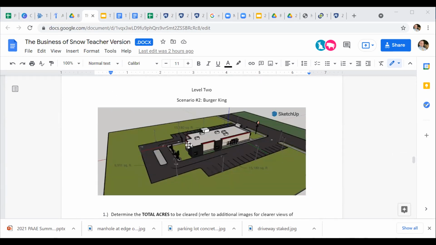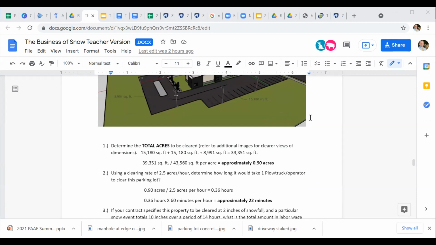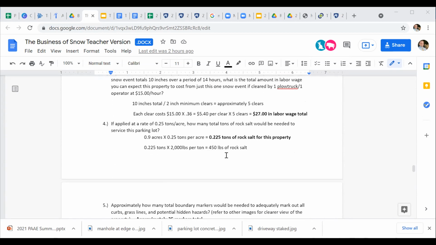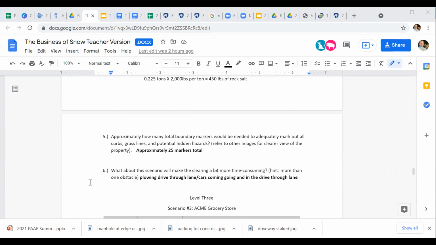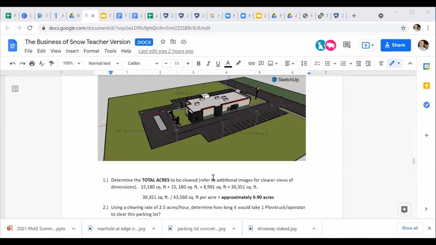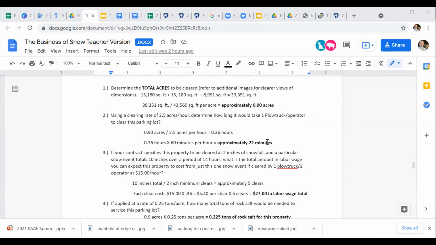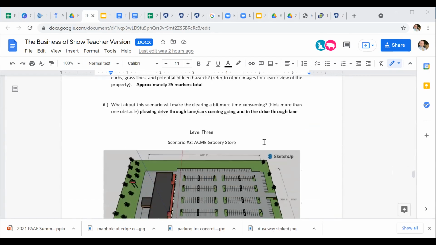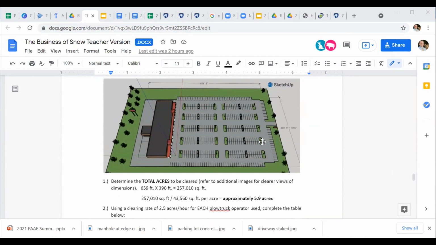Level 2 is a Burger King. Again, you have additional images to help paint a clearer picture of it, but the square footages of these main spaces are all there. A lot of the same repeat questions there with the work laid out. But question number 6, what makes this one a little bit more challenging? Well, this has a drive-through, right? And some of you might know it's sometimes tough to fit a vehicle through some of these drive-through lanes. It's even tougher to fit a snow plow and a long truck potentially with a snow plow on it through some. So all of this stuff needs to be taken into consideration. That's level 2.